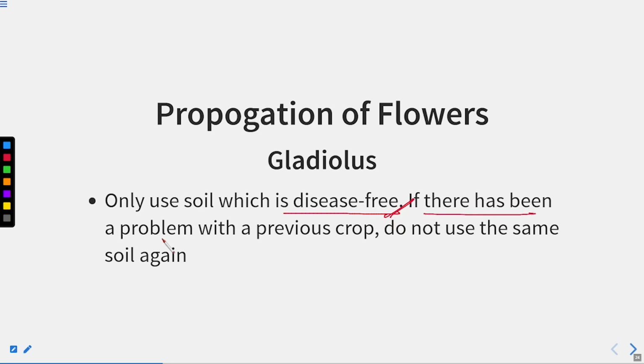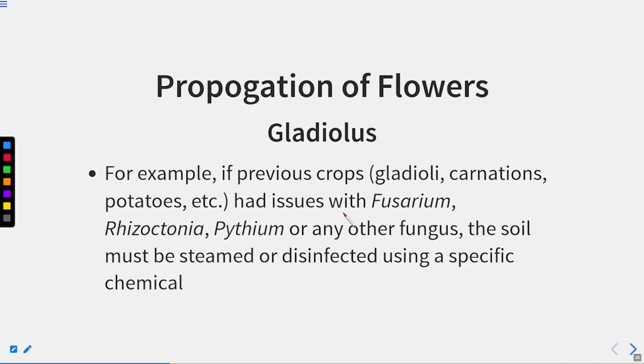If there has been a problem with the previous crop, do not use the same soil again. So if we know that last year the gladiolus crop was attacked by, suppose, Pythium species of fungus, which harmed it, then this time we are not going to use that soil again.